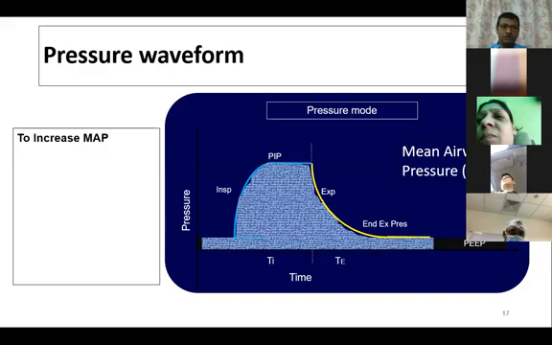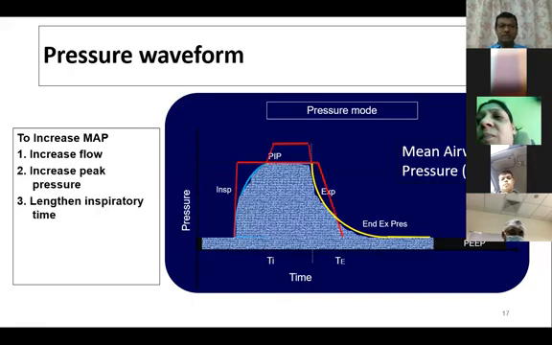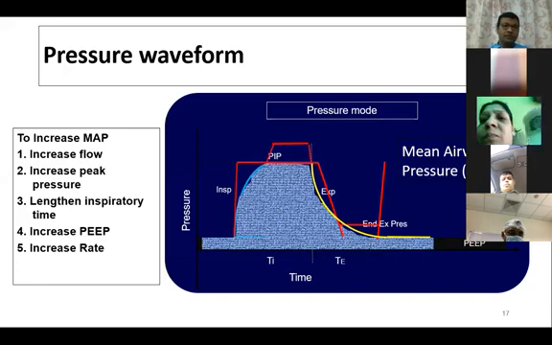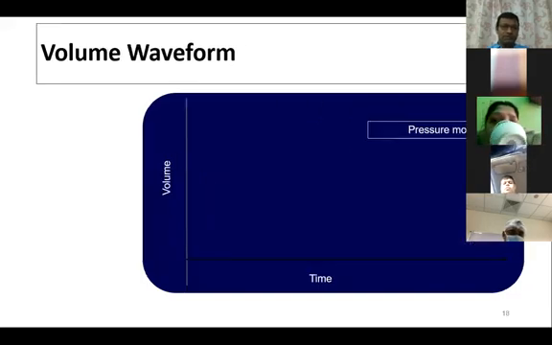So what you can do, you can increase the flow to overcome the airway resistance. You can increase the peak pressure. You can increase the inspiratory time. You can increase the PEEP, or you can increase the rate. So that's about the pressure waveform.